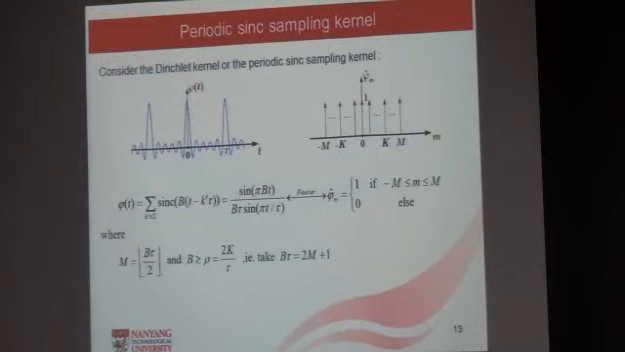If we take a look at the sinc sampling kernel, here is a periodized sinc sampling kernel. This is in the time domain, and this is in the frequency domain. Everything outside of minus M to M is 0. So the Fourier transform of the sinc is equal to 1 for m between minus M and M, and 0 otherwise. The M that we take here is going to be the floor of B tau over 2. Why? So that B is greater than the rate of innovation.